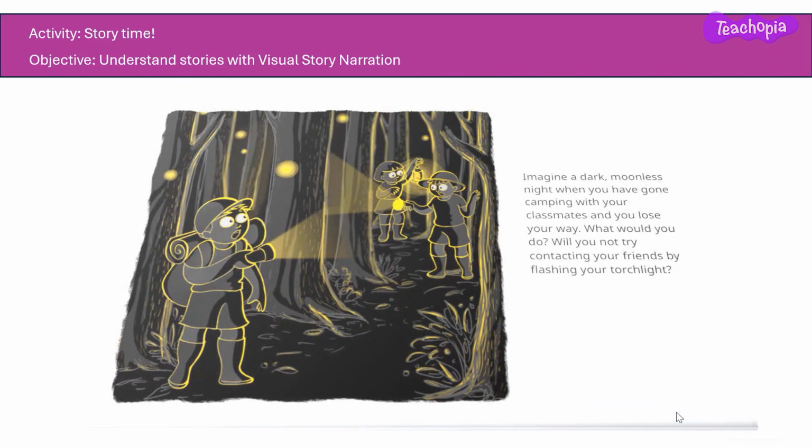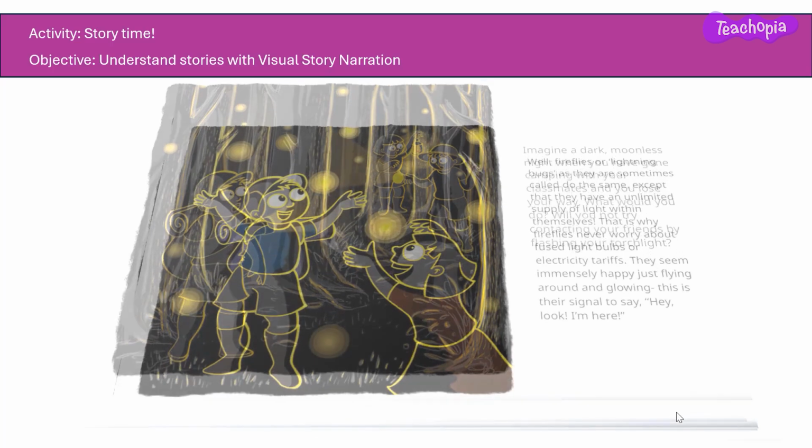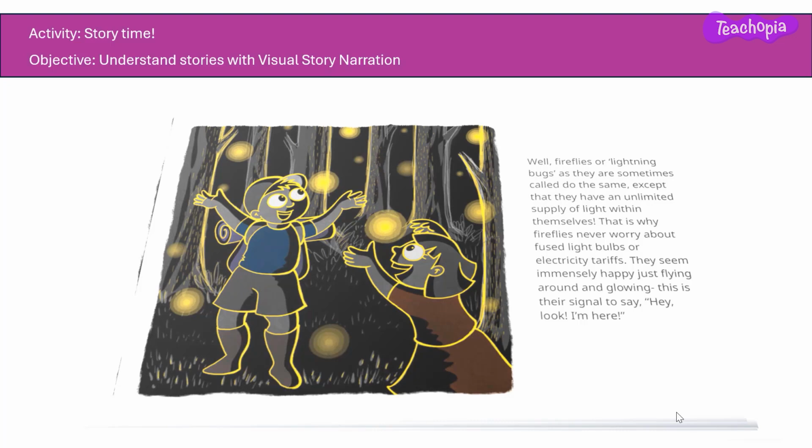Imagine a dark, moonless night when you have gone camping with your classmates and you lose your way. What would you do? Will you not try contacting your friends by flashing your torchlight? Well, fireflies or lightning bugs, as they are sometimes called, do the same, except that they have an unlimited supply of light within themselves. That is why fireflies never worry about fused light bulbs or electricity tariffs. They seem immensely happy just flying around and glowing. This is their signal to say, "Hey, look, I'm here."